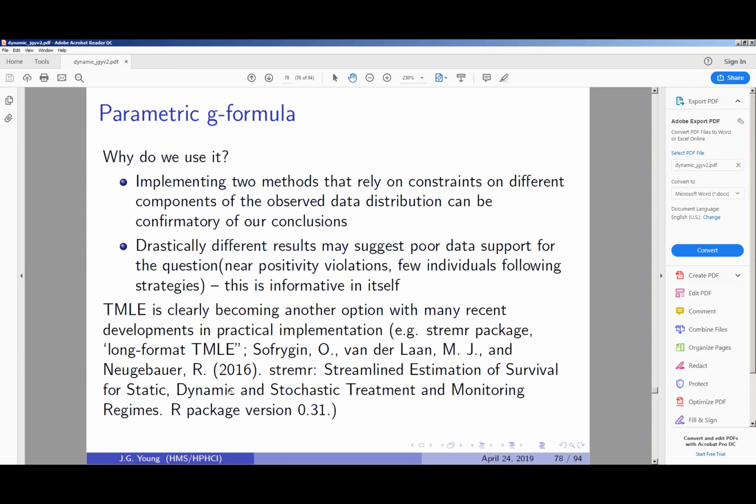It illustrated, and I've seen some of this in my own work comparing the parametric G formula and IPW, that when you have a lot of data that well supports the question, in other words, you don't have a ton of artificially censored subjects and you don't have near positivity violations, you're going to tend, in my experience, to get similar, not drastically different results with these different methods.